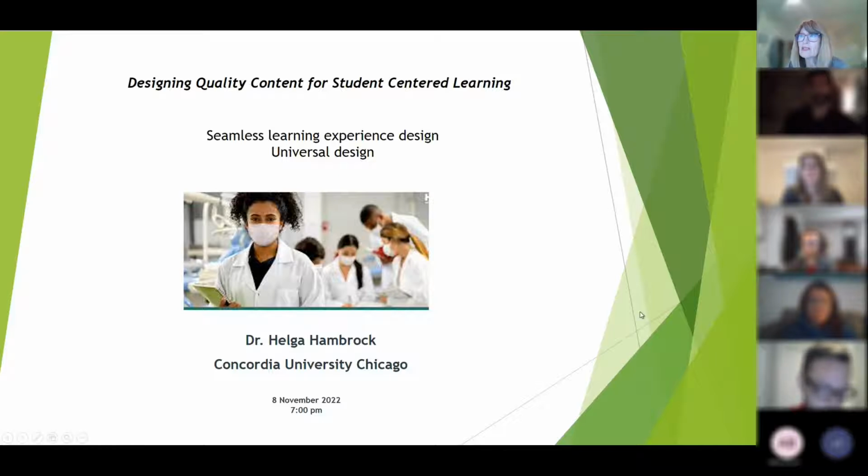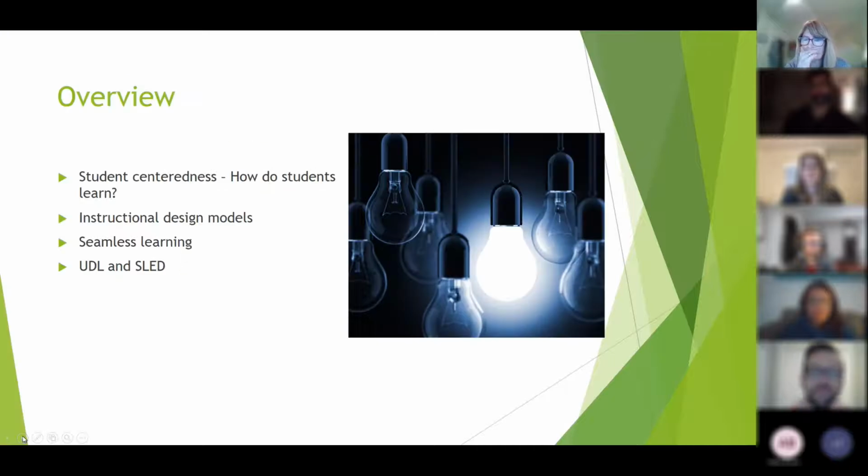What I've prepared for today is really looking at, more than the project, who we are designing for. And you will see how it connects with the seamless learning concept that we have written the book about.